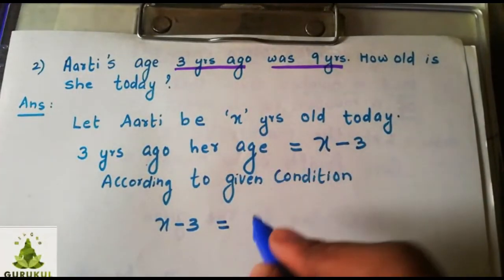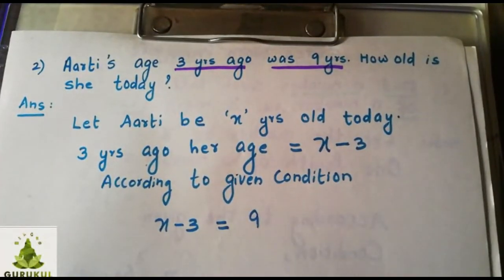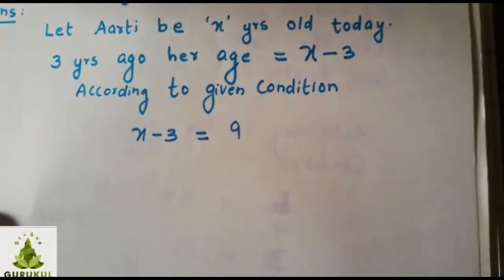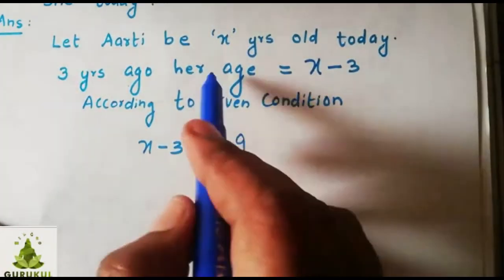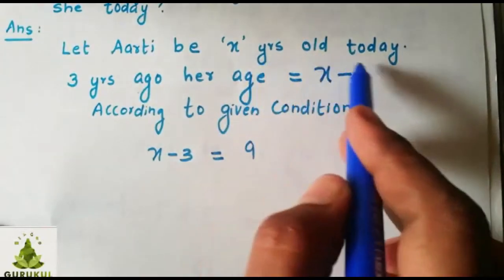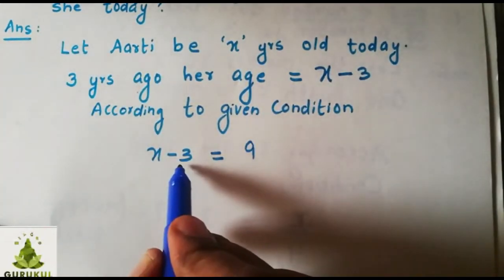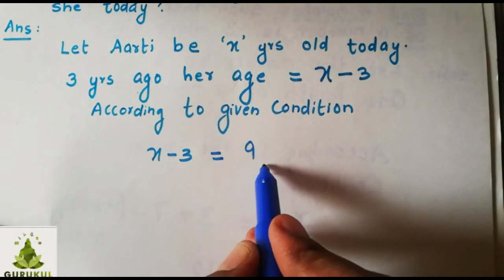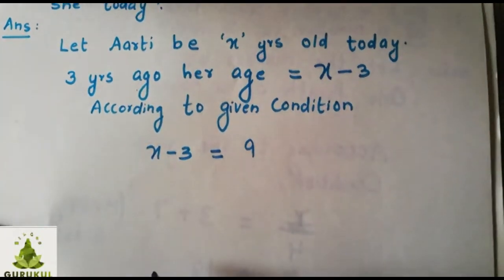Was 9 years. So, this is the required equation. Now, you know how to solve and find the value of x, because x is the age today. Let Aarti's age be x years old today. 3 years ago, her age was 9 years. So, you got the equation. Now, you know how to equate.